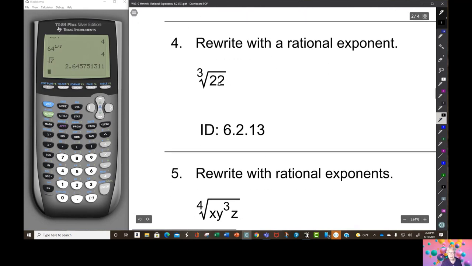Now here we have 22. That's an irrational number. We're going to take the cube root of 22. Well, that will be 22, that's 22 to the 1 power. So 22 to the 1 over 3 power.